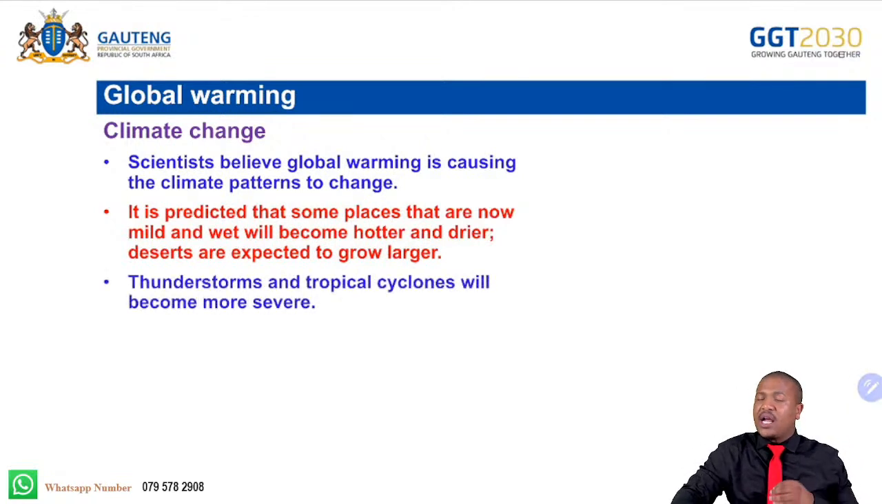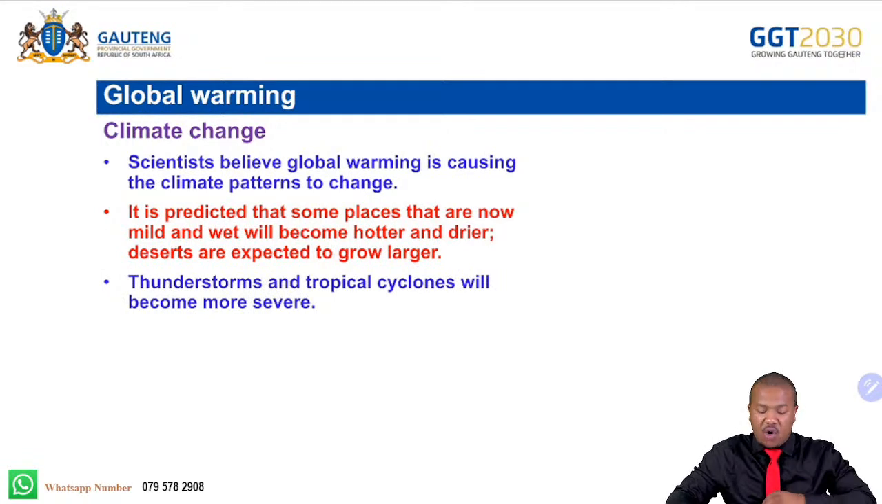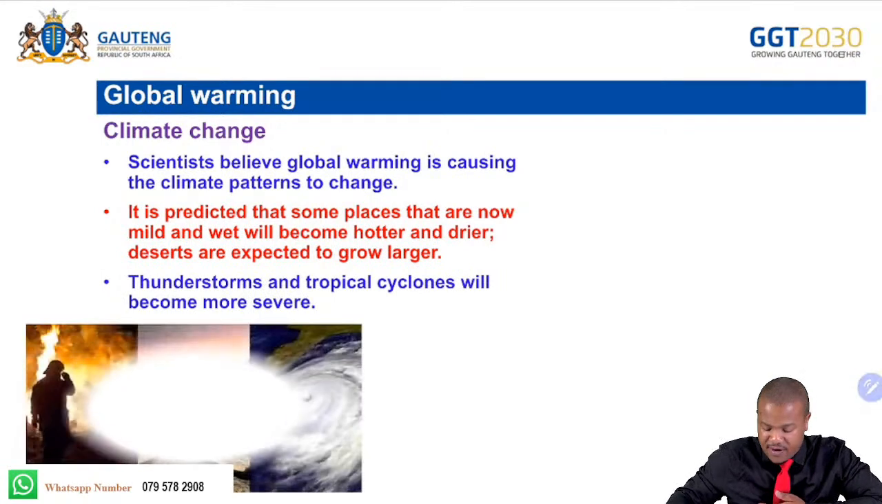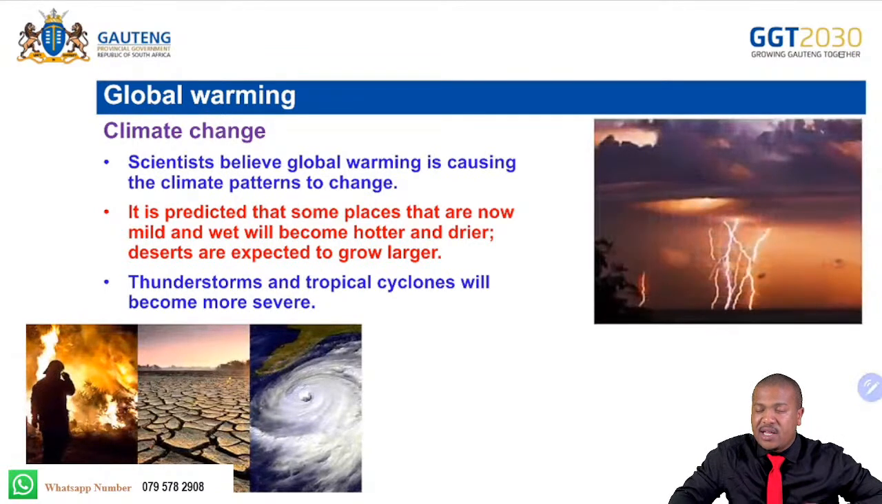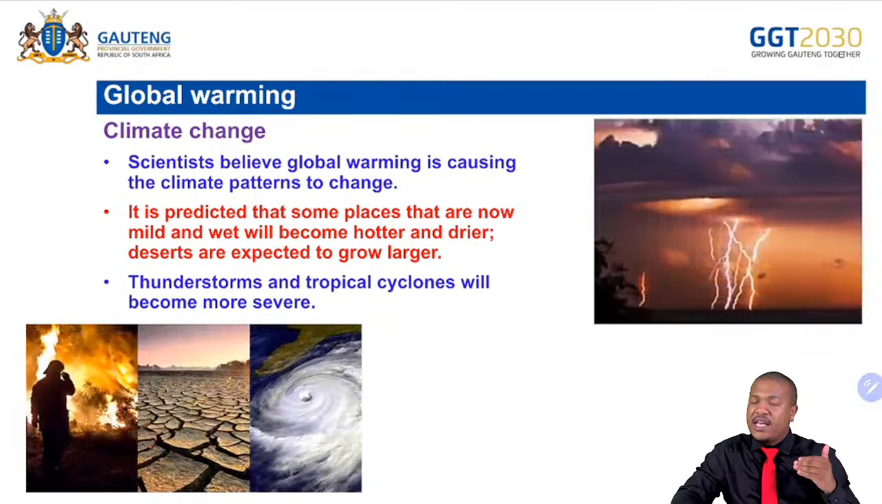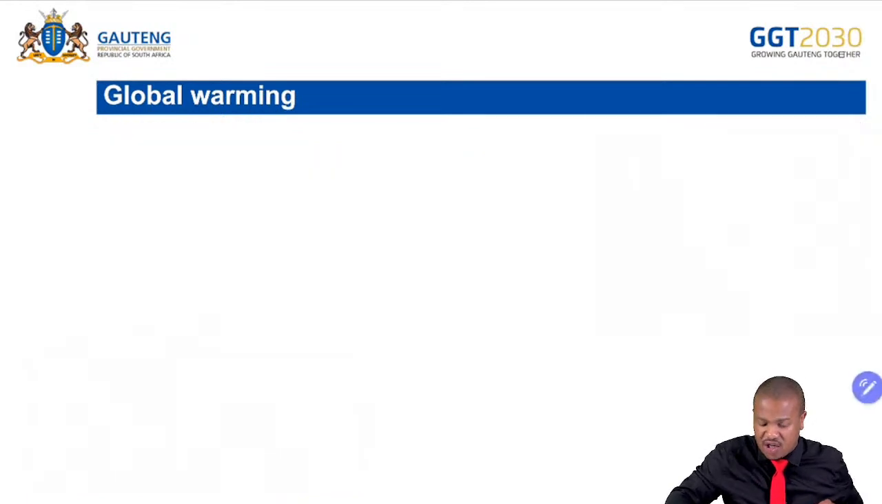So also now thunderstorms and tropical cyclones will become more severe, right? Here is a picture of a thunderstorm, right? They will become more and more severe because of what? Of this global warming that leads to climate change as well, right?